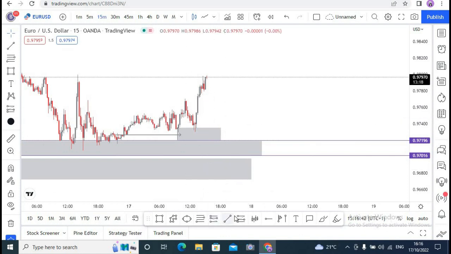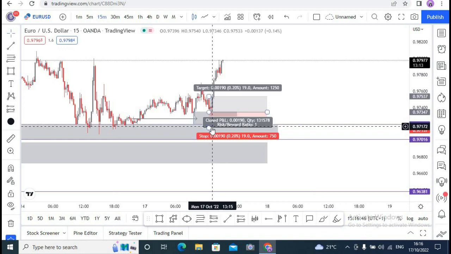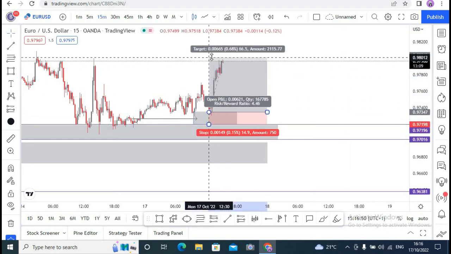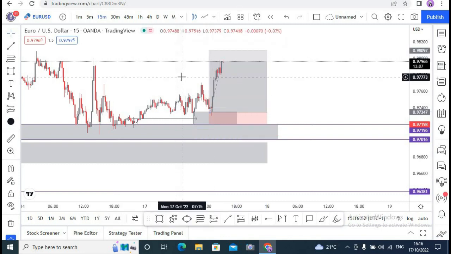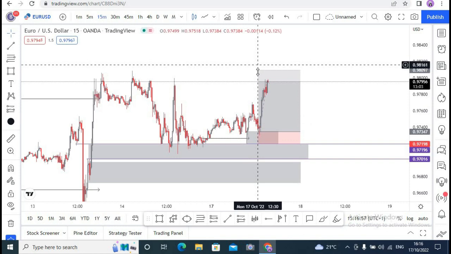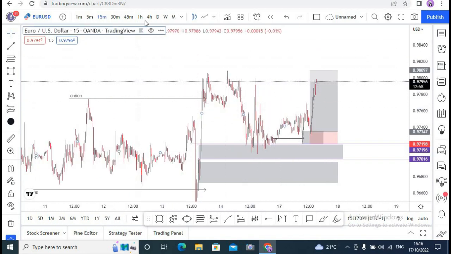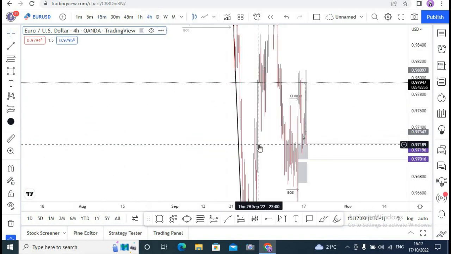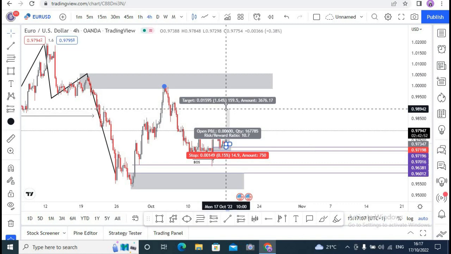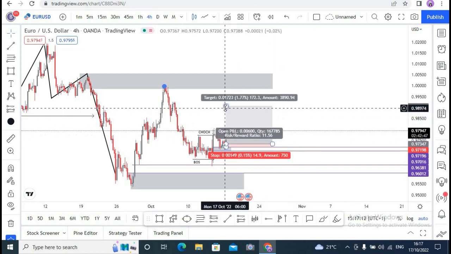So I took my entry right there, my SL below this, I put 15 pips, and then this will be my target. Now as you can see, price is nearly going to my take profit, which is over like 75 pips. Smart trade right there. So the next thing I will be expecting is to see if price will continue going up, but this will be the safest place to take profit.